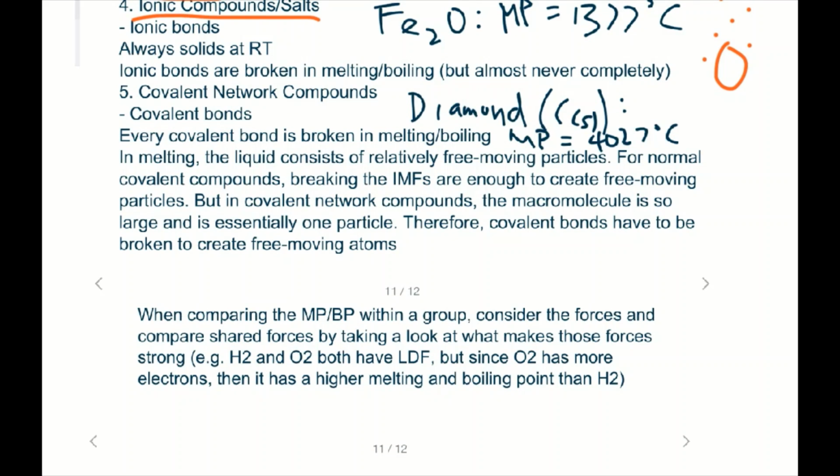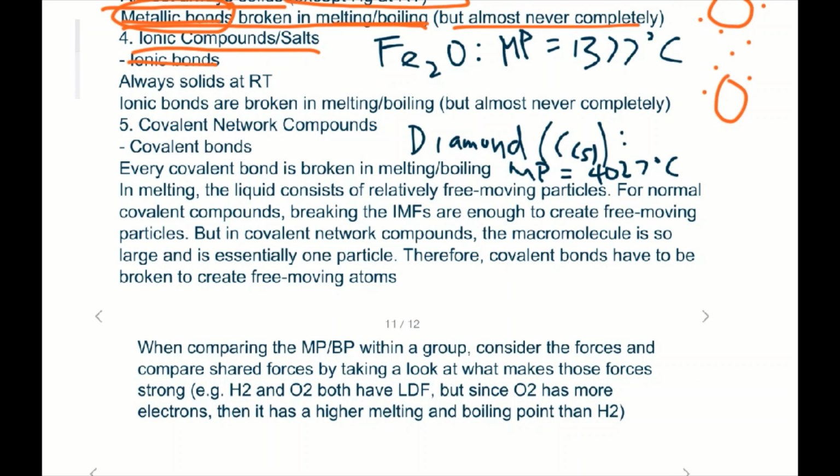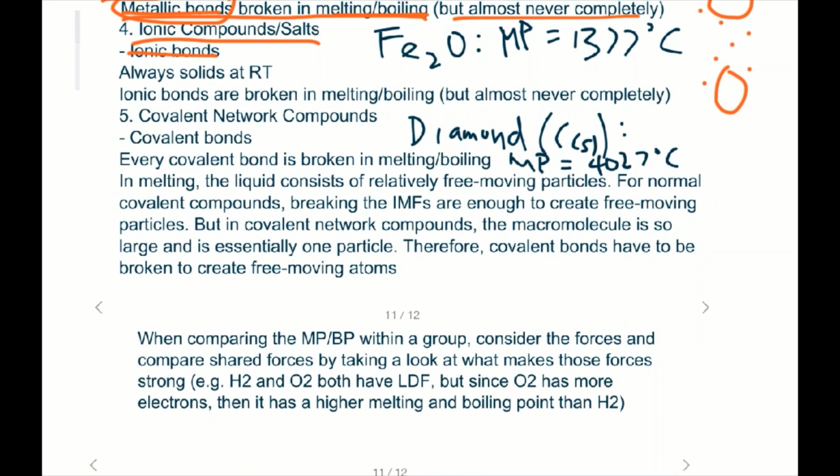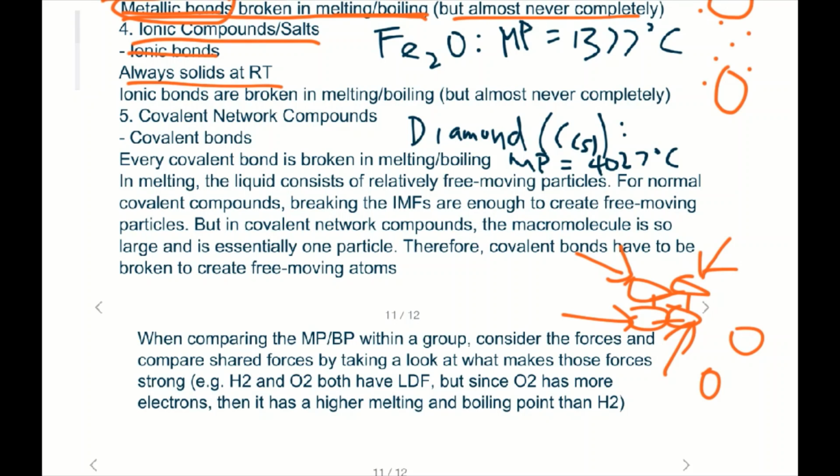Now, ionic compounds or salts have ionic bonds, and these ionic bonds keep these compounds as solids at room temperature, and because of that, if you want a salt to become a liquid, you have to break these ionic bonds in order to get these ions to move freely around. So you have to heat it up and break these ionic bonds in order to get these ions to freely move around as they do in liquids. So during melting or boiling, ionic bonds are broken.